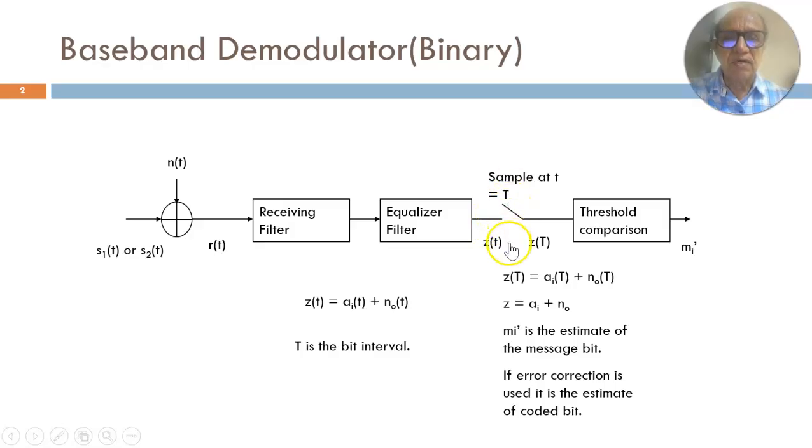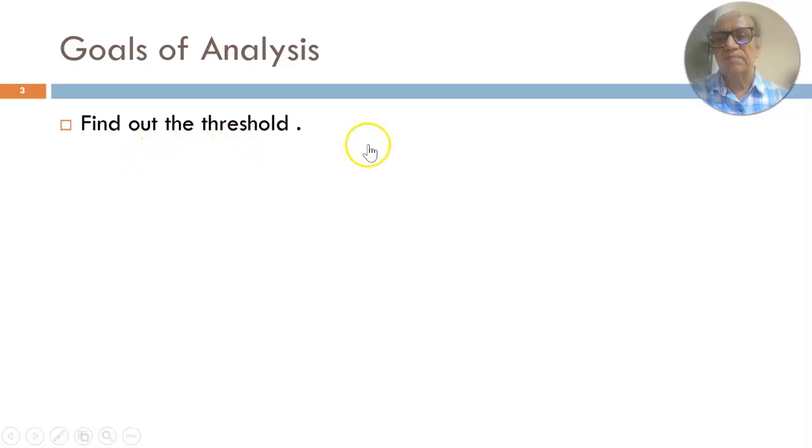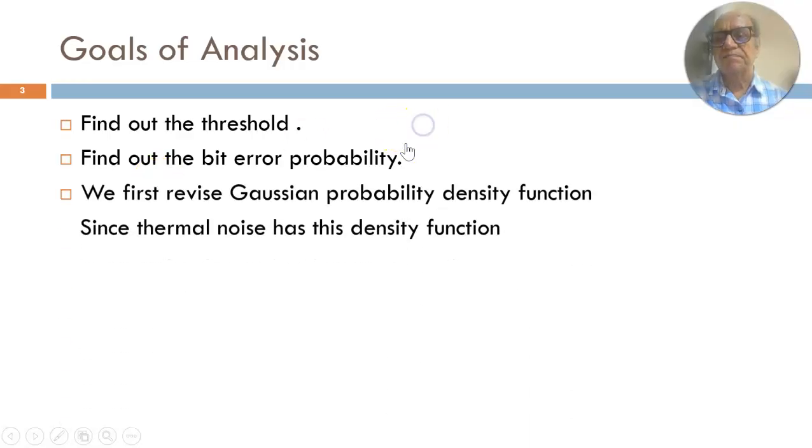So you sample at t equal to capital T, and then this received value is compared with a threshold in order to decide whether 1 was sent or a 0 was sent. And whatever analysis that we will now do is directed towards finding the expression for this threshold. Okay, so let us start. So as we said, the goals of analysis: find out the threshold. Then the analysis can be furthered in order to find out the bit error probability. Although in this session we will concentrate only on threshold, and in the next session we will find out the expression for the bit error probability.